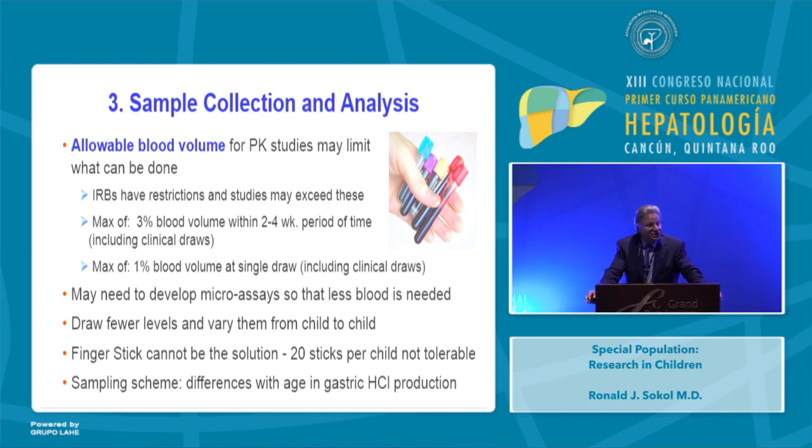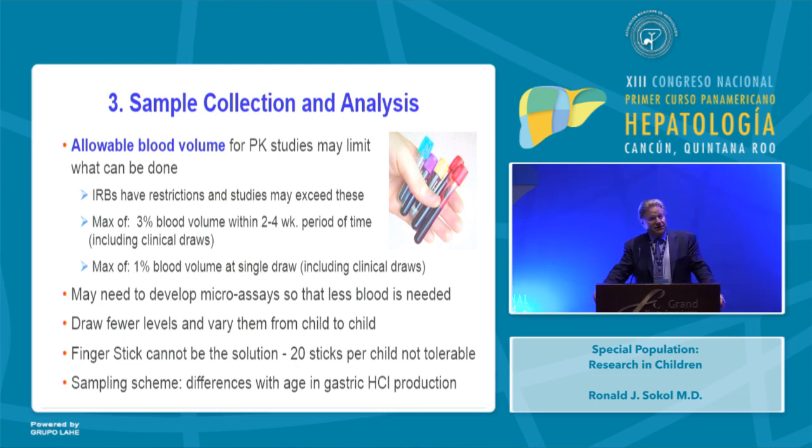The other issue that's rarely considered in adults has to do with pharmacokinetic testing and blood volume. Children have a much smaller blood volume, obviously, than adults, and our IRBs have very strict rules about how much blood you can draw during a single blood draw, and then over a 2 to 4 week period. We base it on the child's blood volume. This usually is less blood than a typical pharmacokinetic study over 24, 72 hours would require.